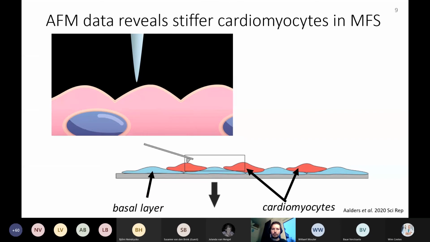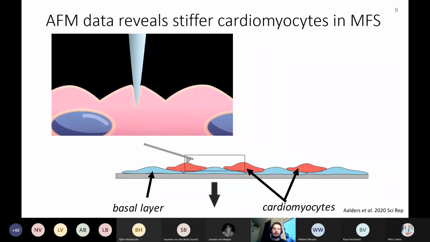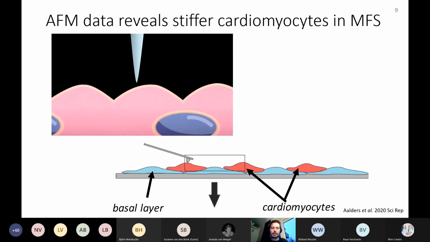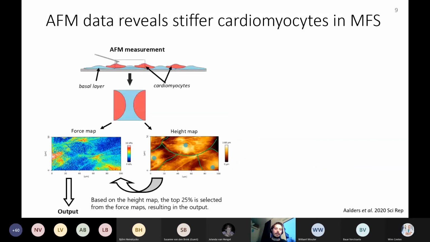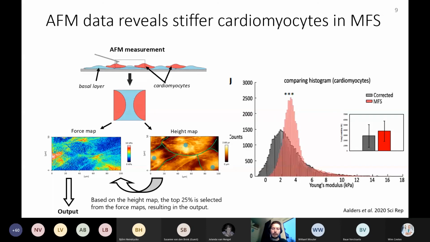First, the atomic force microscopy. This is a small needle that goes over the surface of the cells, and it measures the height as well as the stiffness at every area. By doing so, we generate a force map and a height map. By combining these 2 data sets, we were able to calculate the stiffness of the heart cells. If you compare the Marfan cardiomyocytes, which are in red, with the corrected cardiomyocytes, we see that the Marfan cardiomyocytes are very much stiffer.